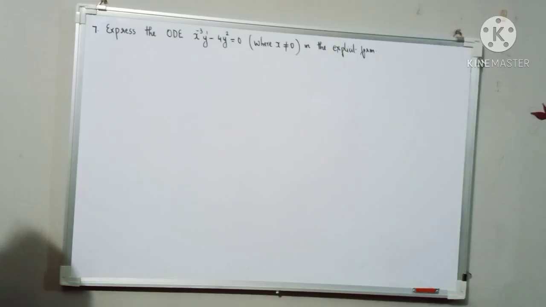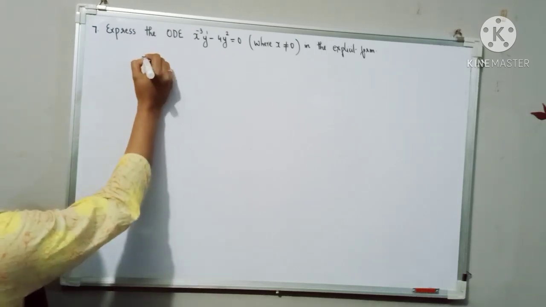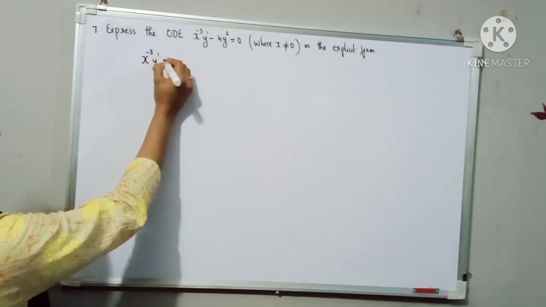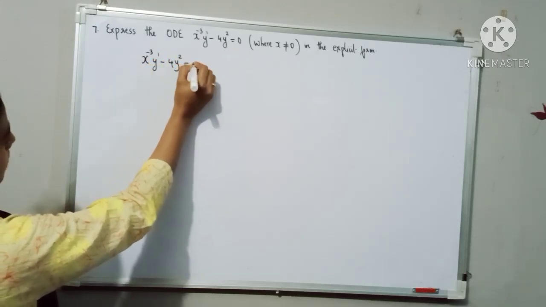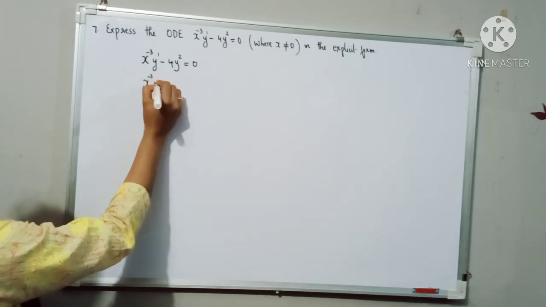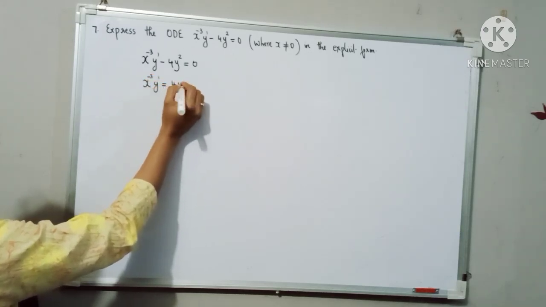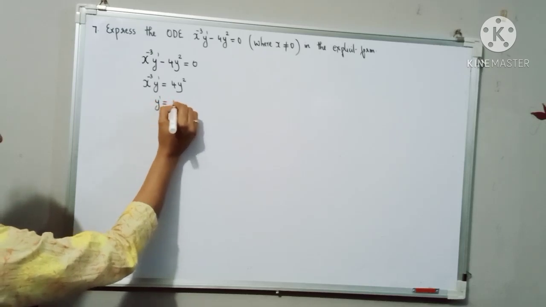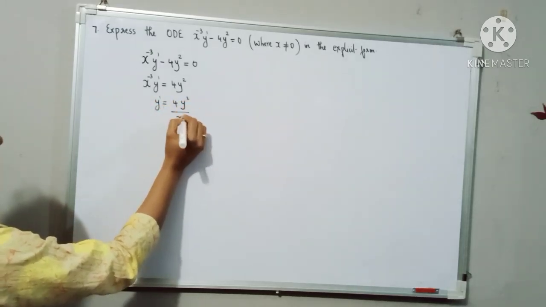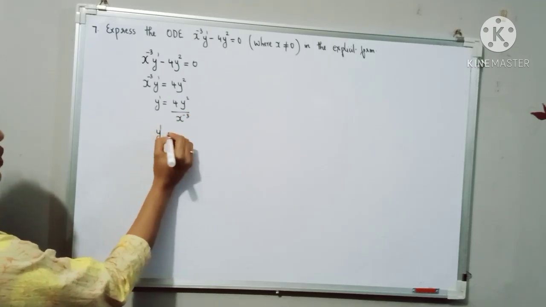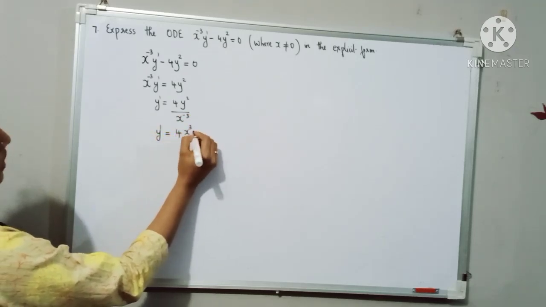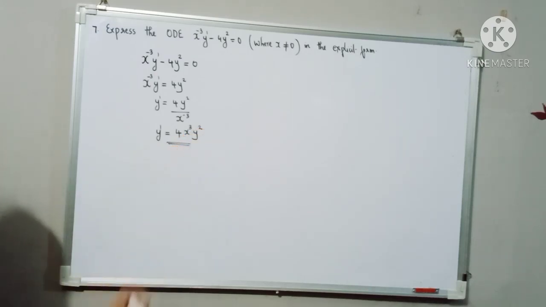Now let us solve the question. Express the ordinary differential equation x raised to minus 3 y dash minus 4y square equal to 0, where x not equal to 0, in the explicit form. The equation is x raised to minus 3 y dash minus 4y square is equal to 0. x raised to minus 3 y dash is equal to 4y square. Now y dash is equal to 4y square by x raised to minus 3. This can also be written as y dash is equal to 4x cube y square. This is how we express the ordinary differential equation in the explicit form.